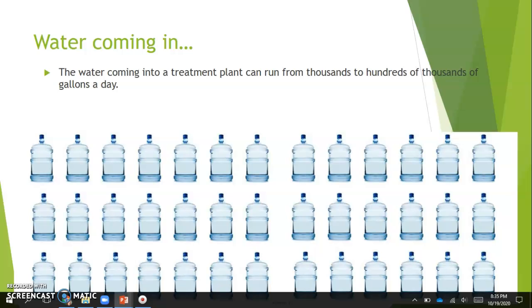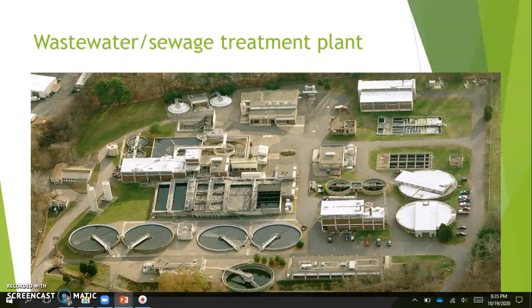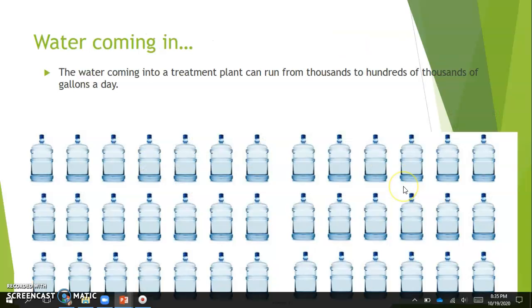So water coming into a treatment plant, again, this is where the sewer water ends up. So when you flush the toilet, or you have wastewater that's going down the drain, eventually it ends up at one of these treatment plants. The water coming into the treatment plant can run from thousands to hundreds of thousands of gallons a day. So that's a lot. And these are just visual representations.